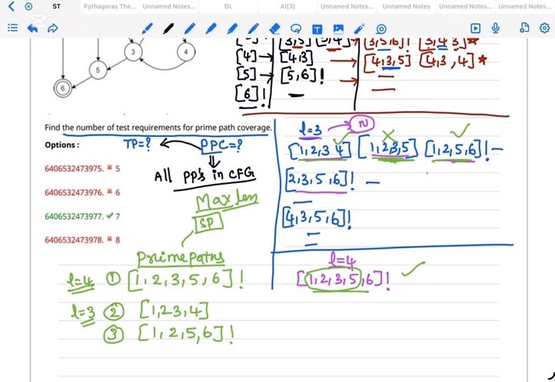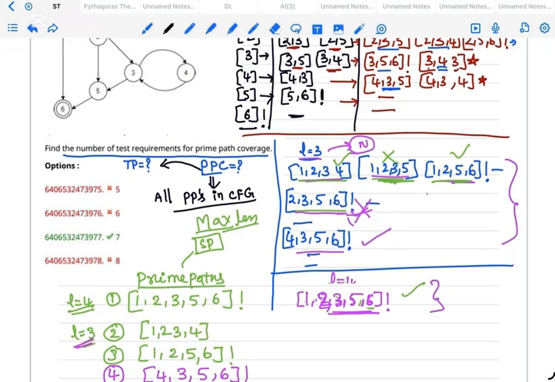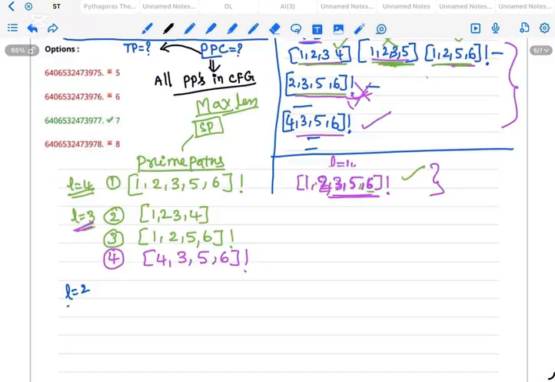So next one is 2 3 5 6, 2 3 5 6 here, right? This is covered, so it's not a prime path. Next 4 3 5 6. 4 3 5 6 is not covered anywhere, so this is a prime path. So prime path 4 of length 3 is 4 3 5 6. These are prime paths of length 3. So these are completed. Next we will go to the length 2 prime paths.